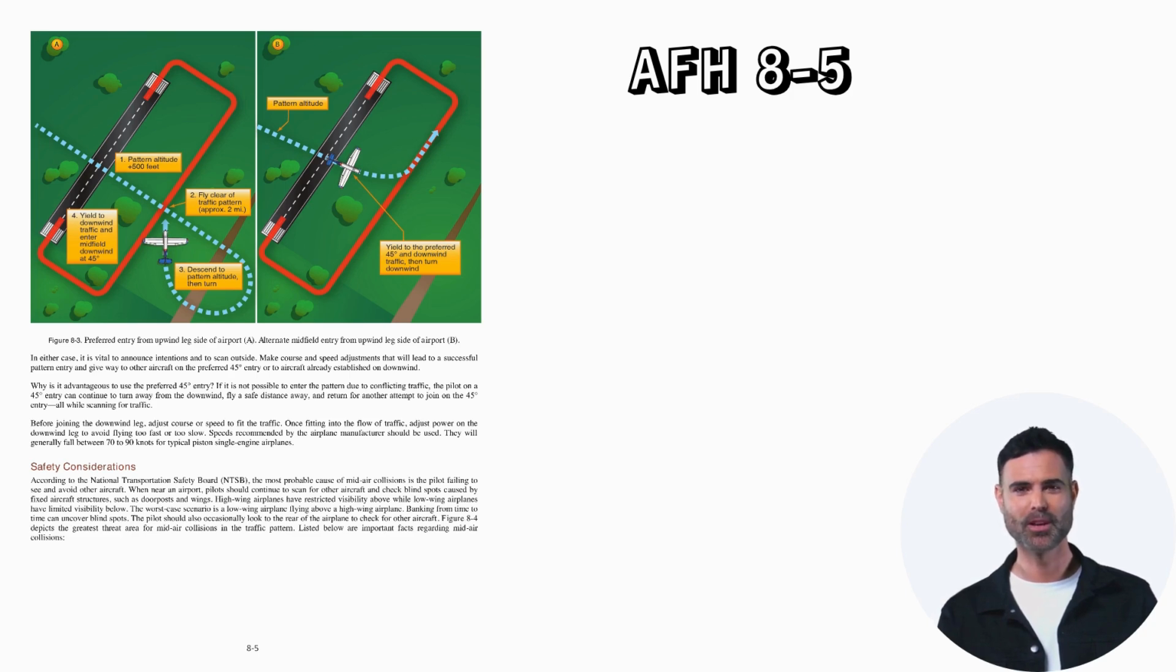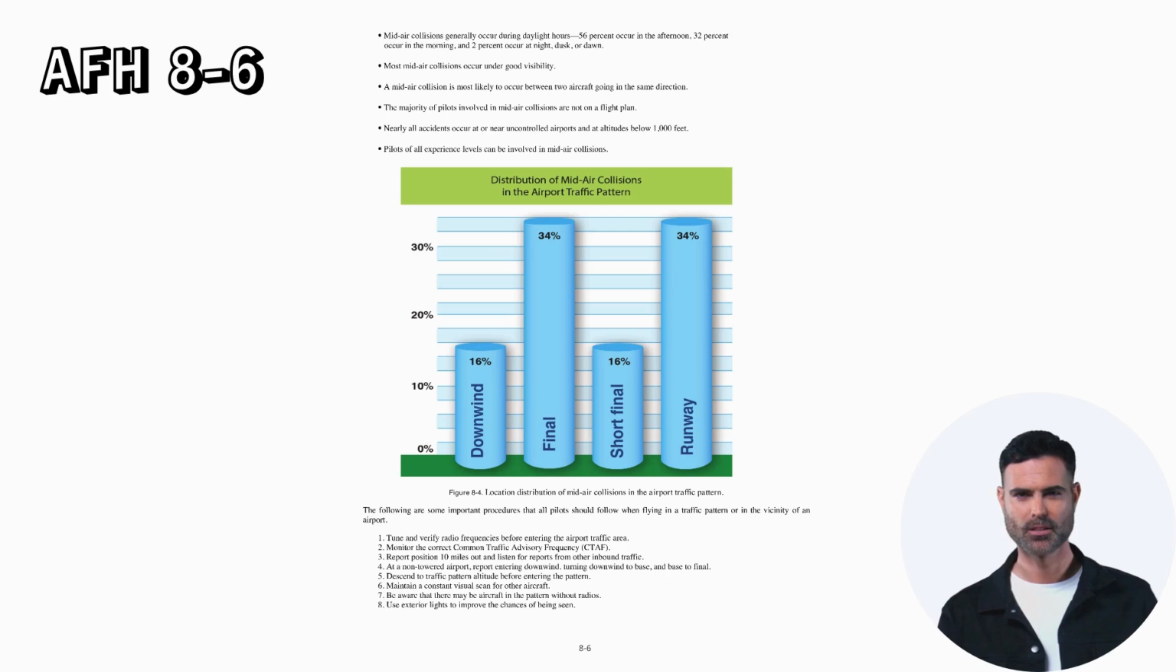Listed below are important facts regarding mid-air collisions. Mid-air collisions generally occur during daylight hours. 56% occur in the afternoon, 32% occur in the morning, and 2% occur at night, dusk, or dawn. Most mid-air collisions occur under good visibility. A mid-air collision is most likely to occur between two aircraft going in the same direction. The majority of pilots involved in mid-air collisions are not on a flight plan. Nearly all accidents occur at or near uncontrolled airports and at altitudes below 1,000 feet. Pilots of all experience levels can be involved in mid-air collisions.